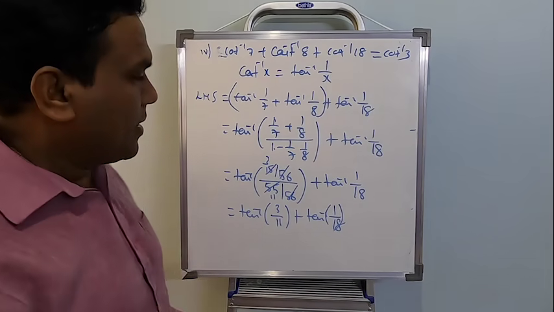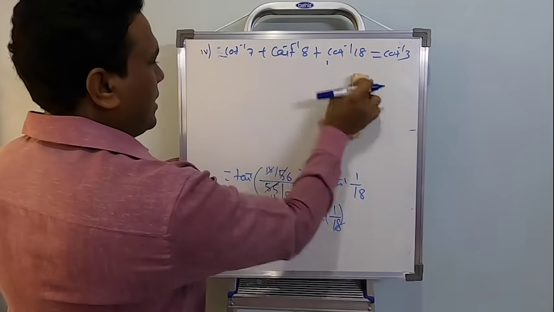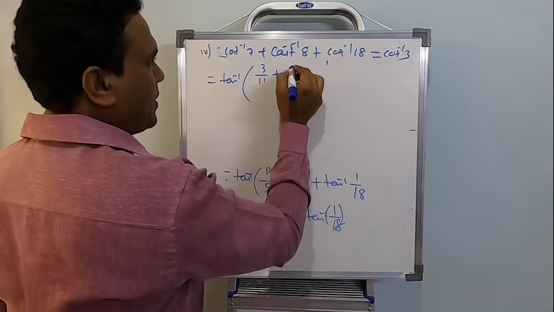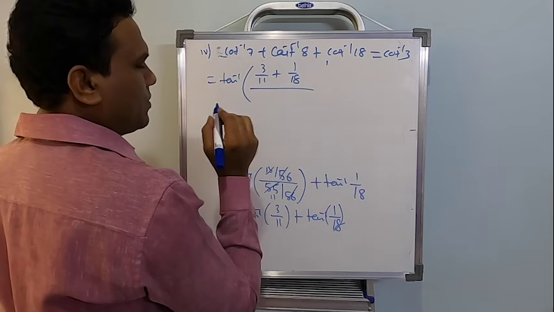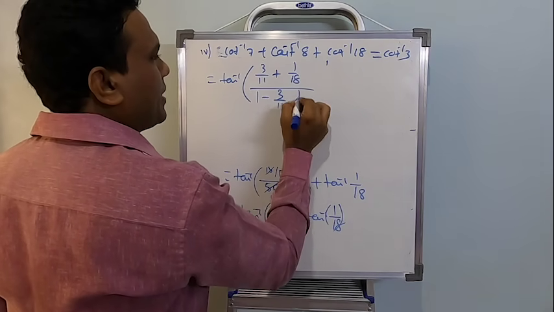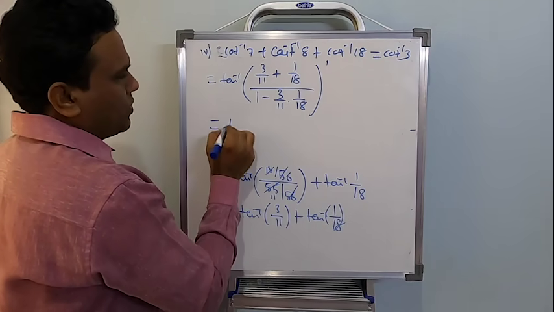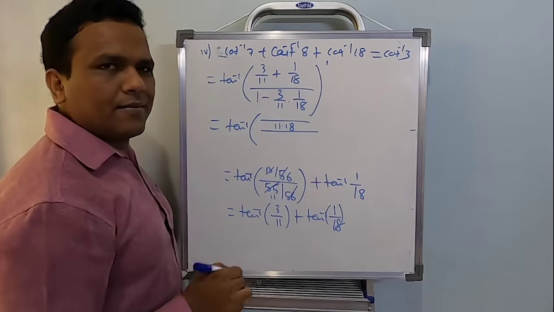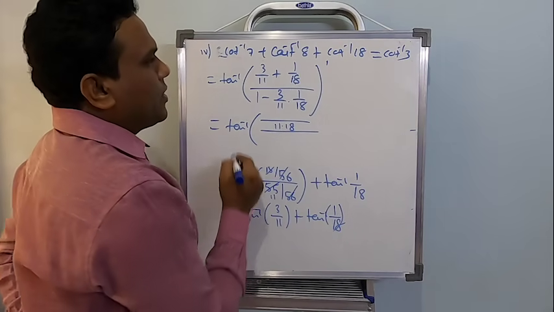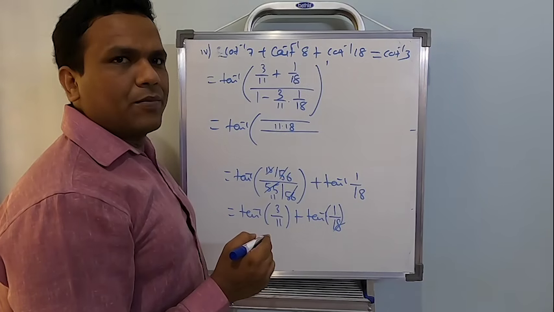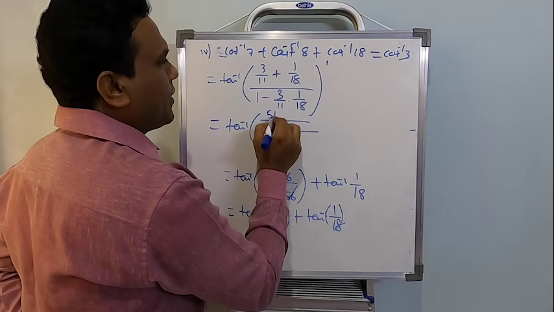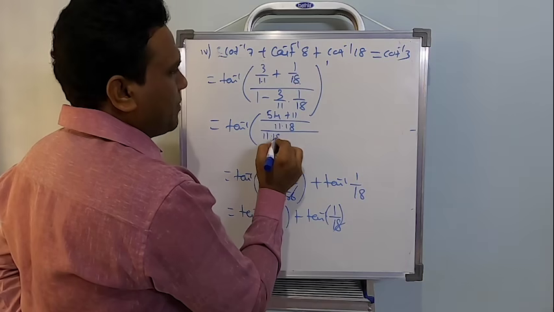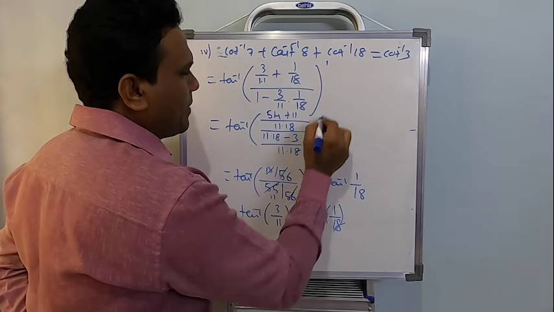So let me keep my calculator ready. Once again apply the formula of tan inverse x plus tan inverse y. Tan inverse of 3 by 11 plus 1 by 18, and the denominator should be 1 minus 3 by 11 multiplied by 1 by 18. So let us start simplifying by taking LCM. Let me retain this 11 multiplied by 18. Now how much is it going to be? 18 multiplied by 3 is 54, plus 11. Correct? And in the denominator, 11 multiplied by 18 minus 3.